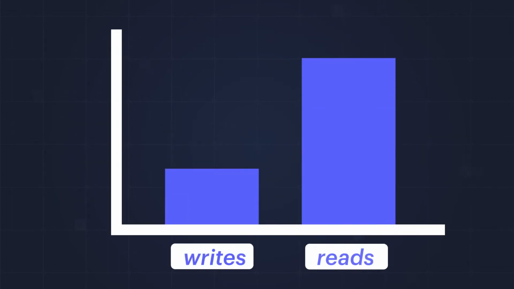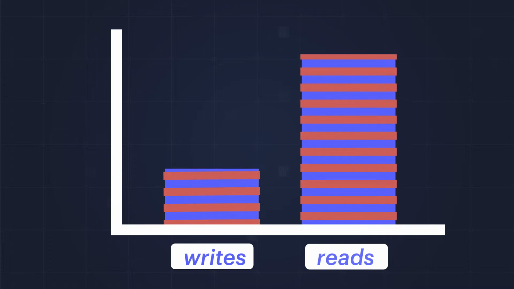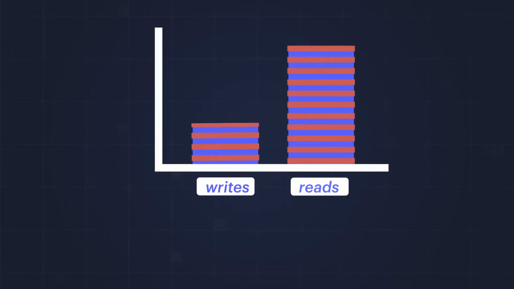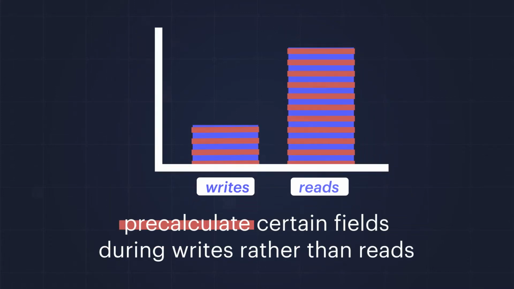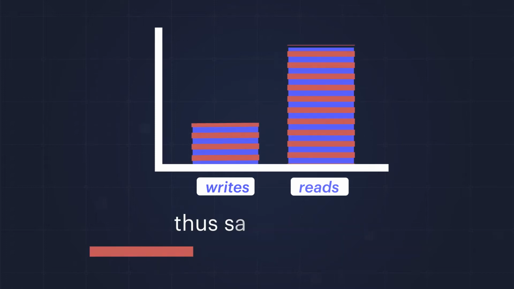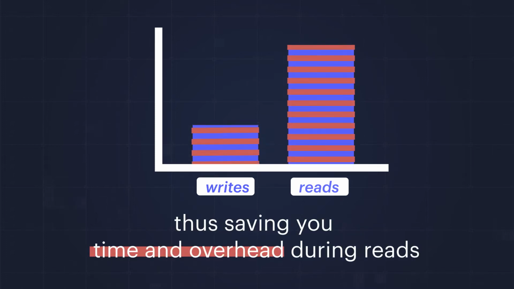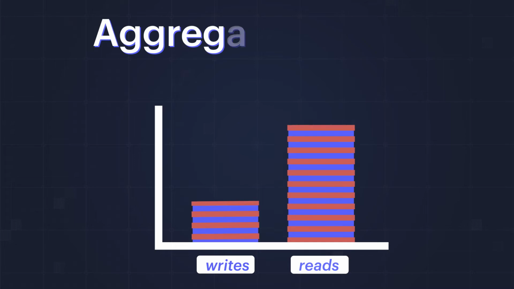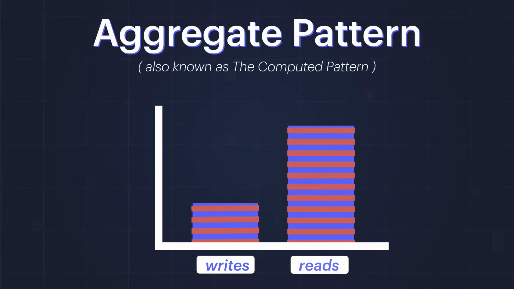When faced with situations like this, and given the fact that the frequency of writes is typically orders of magnitude lower than the frequency of reads, a better solution is to pre-calculate certain fields during writes rather than reads, thus saving you time and overhead during reads. This is called the aggregate pattern, also known as the computed pattern.